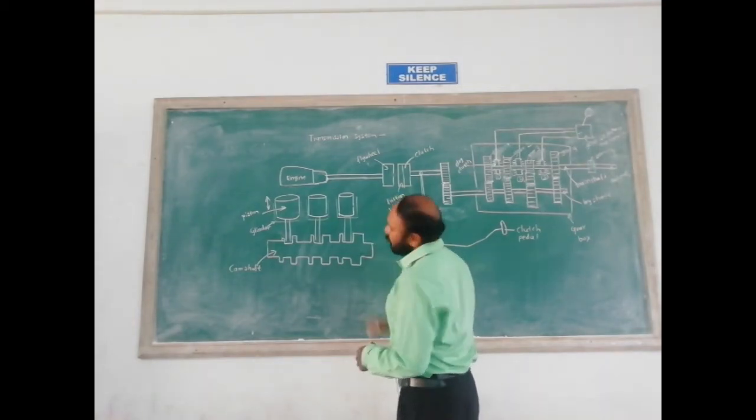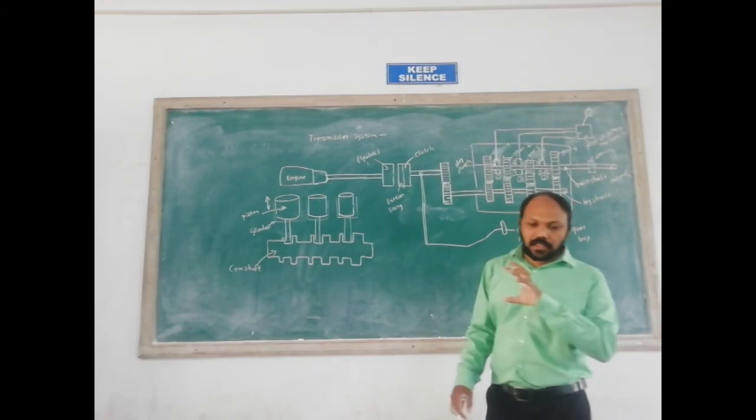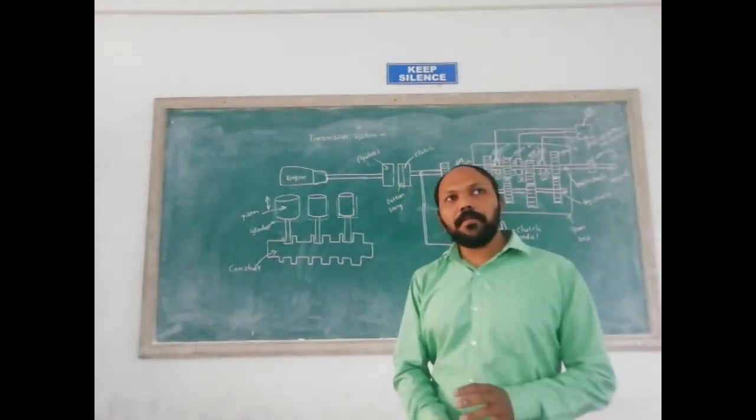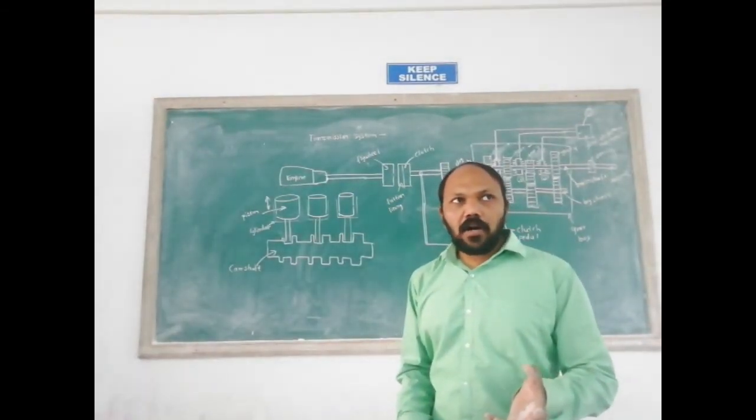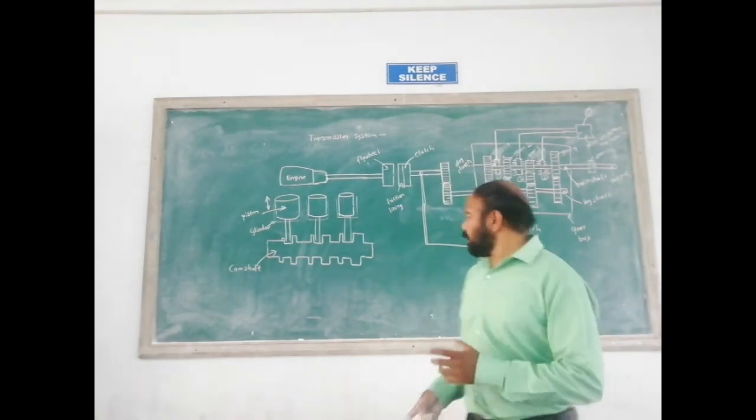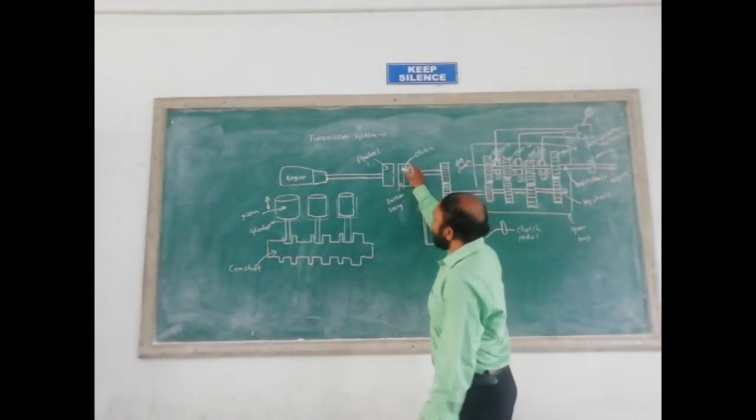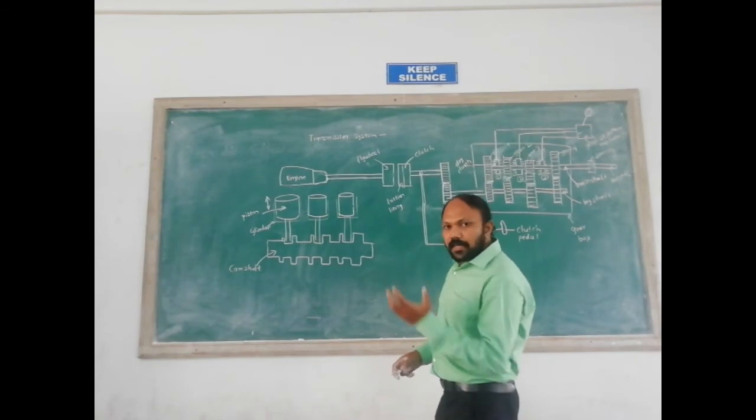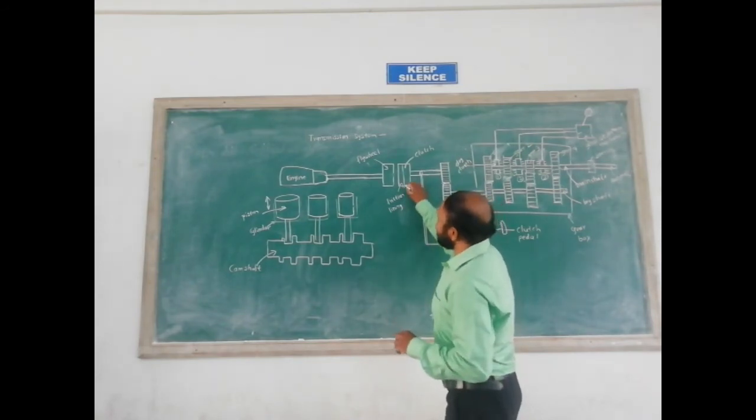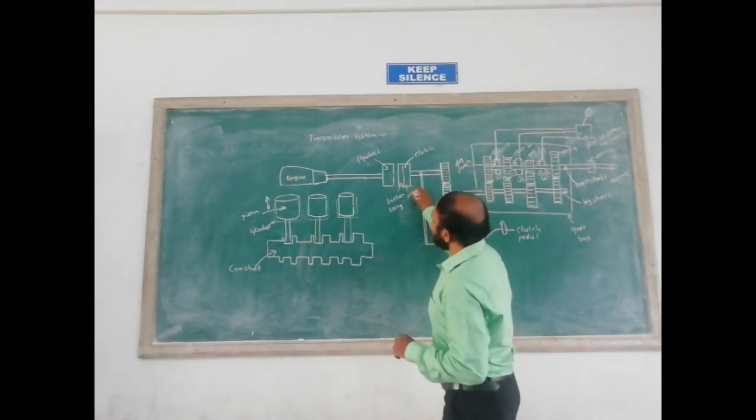This is the main material in that clutch, which may be asbestos material. Cork material is also available in that. This material is provided on the front portion of the clutch plate. A pressure plate is also required.